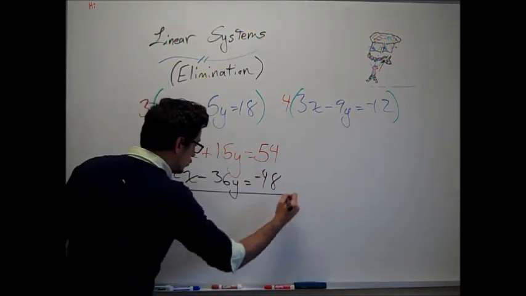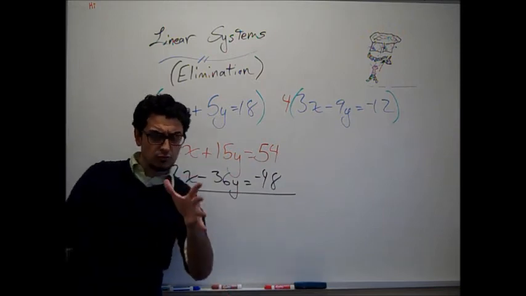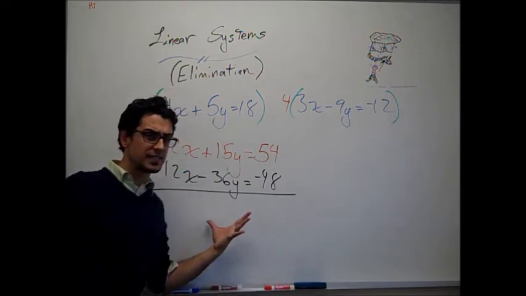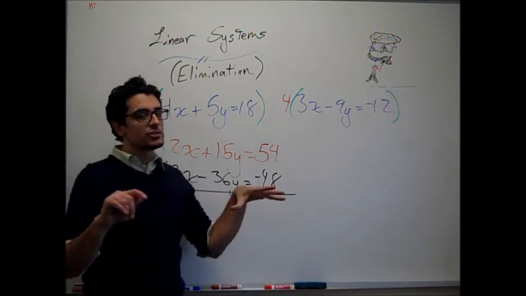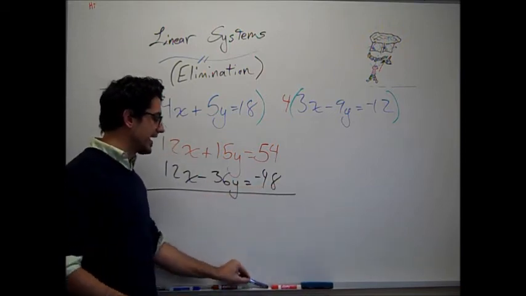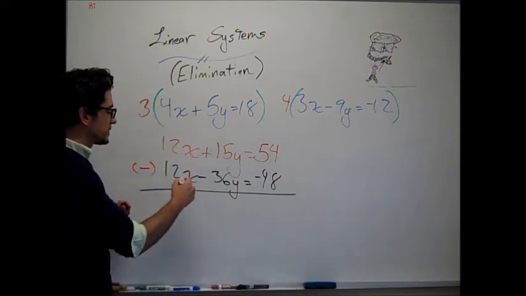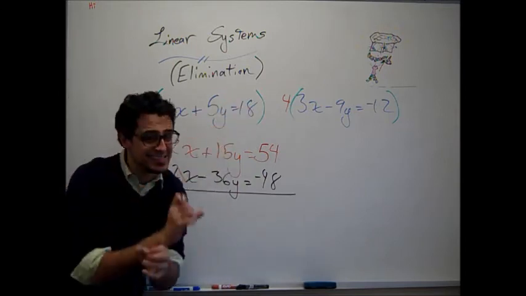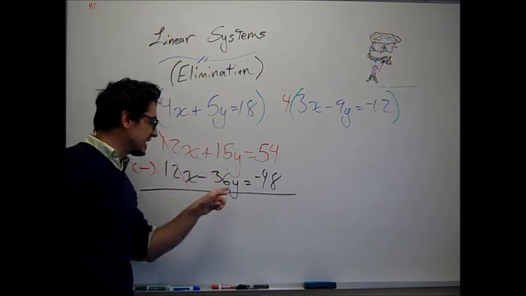Alright? Cool. Now I have these 12x, beautiful, I love that so much. Now I have to ask myself, what am I going to do, add or subtract, to cancel these bad boys out? So just like the previous one we did, I'm going to subtract. Okay, so I'm subtracting. And I ask myself, what's 12x minus 12x? Boom, it cancels out because it's 0x. Next I got 15y minus negative 36y.